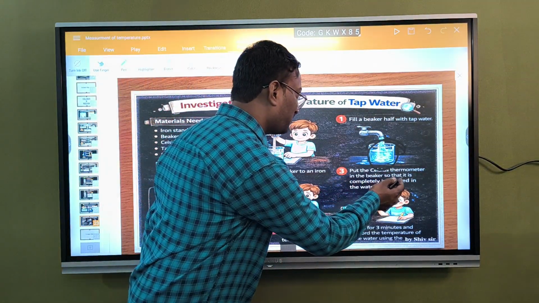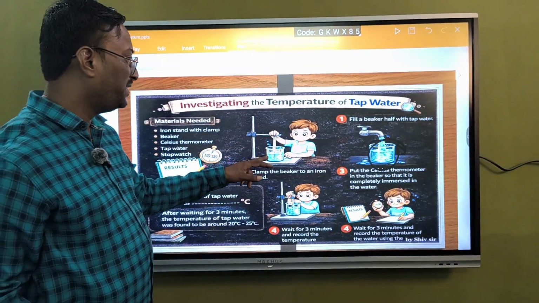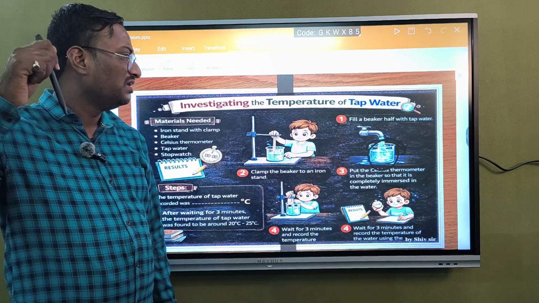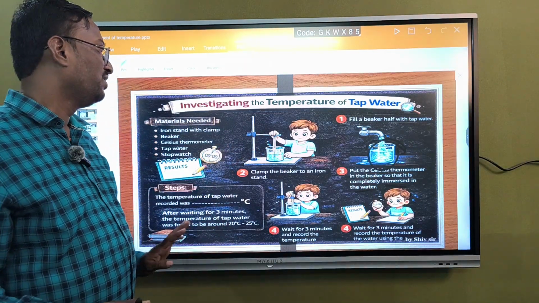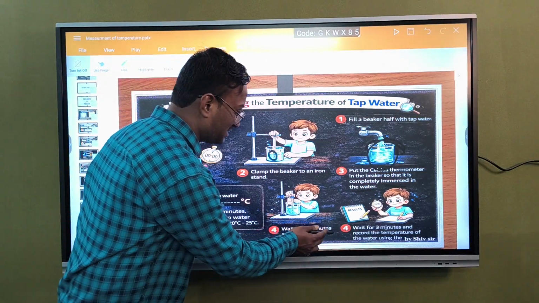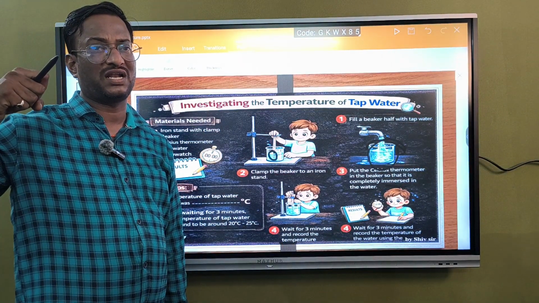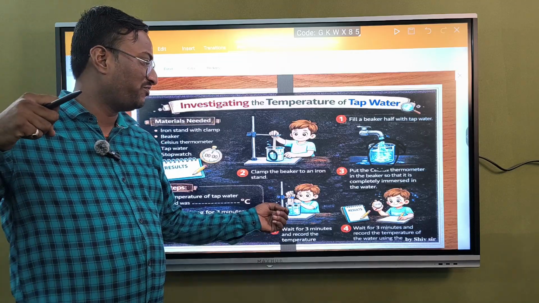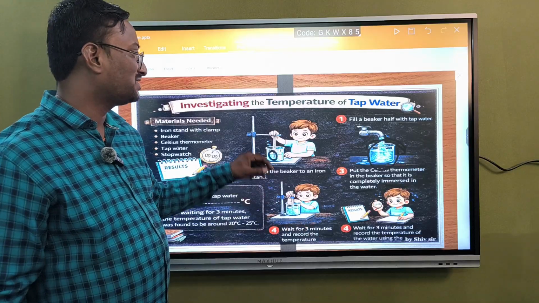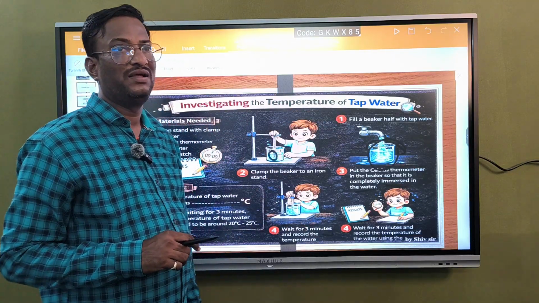Put the Celsius thermometer in the beaker so that the bulb is completely immersed in water to measure the temperature of the water. That is the third step. The fourth one: wait for 2 to 3 minutes, because it has to absorb the coldness or hotness of the water. After that we get a reading on the thermometer. That is the reading of tap water.